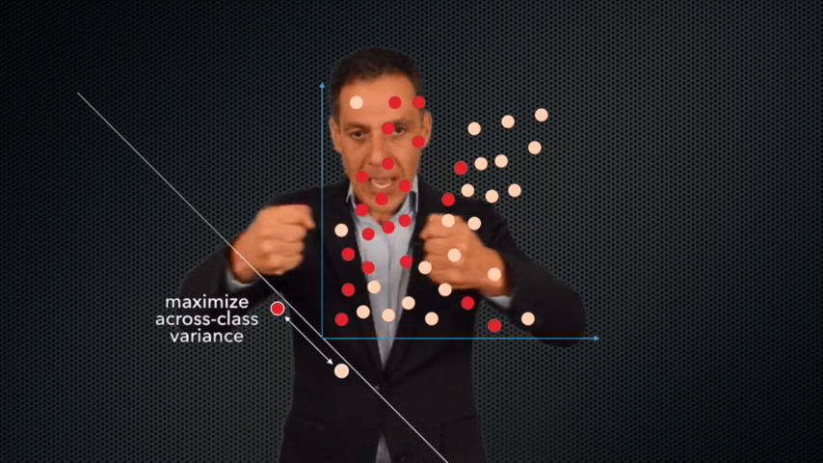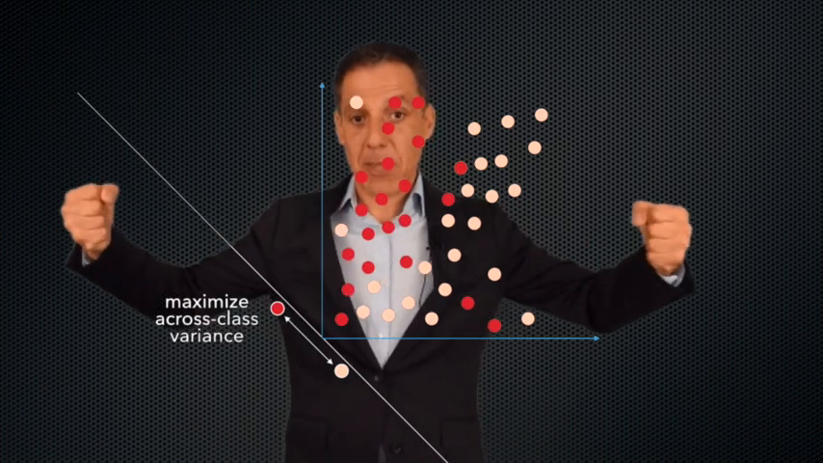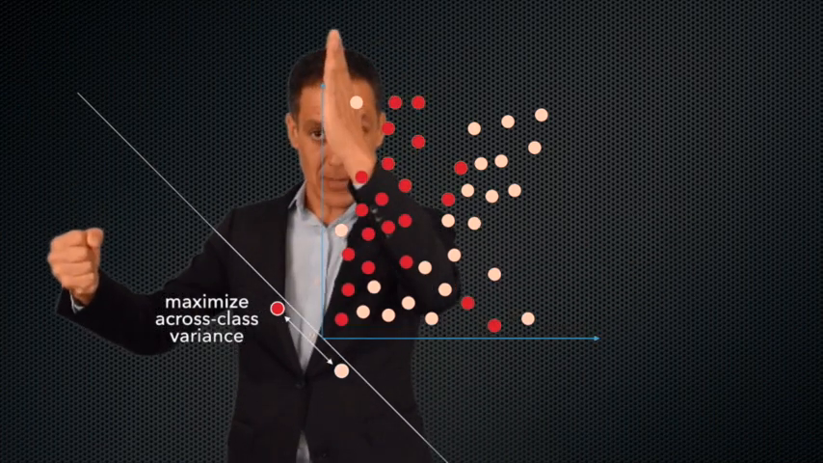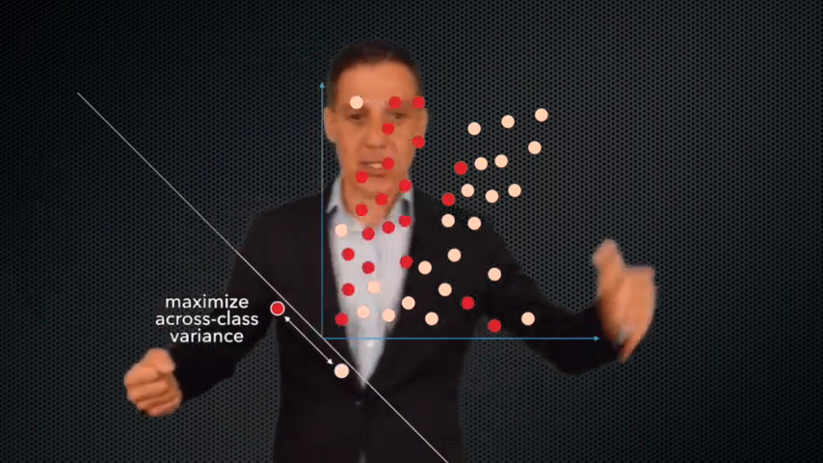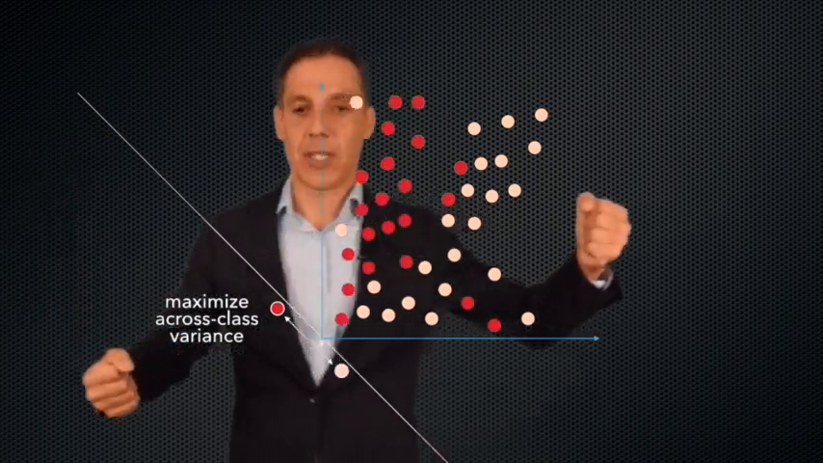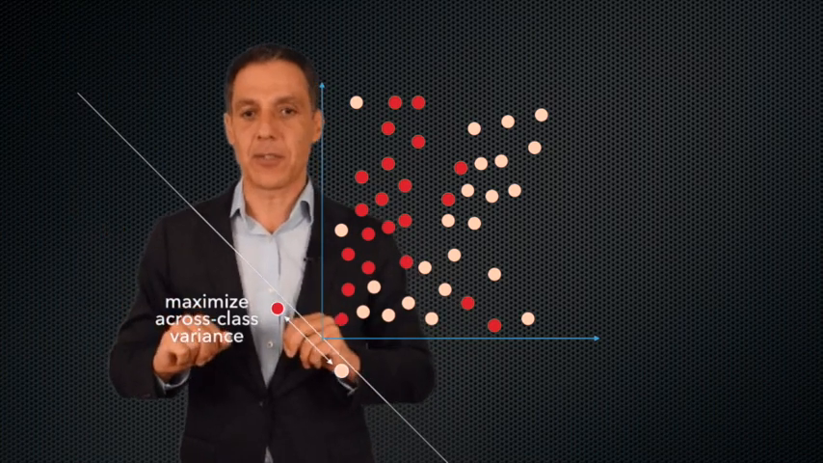Well, if I can drive these dots apart from each other and keep them coupled, then I can separate them. I can draw a line down the middle and say red dots, yellow dots, one class, the other class. So this is the objective function for LDA.